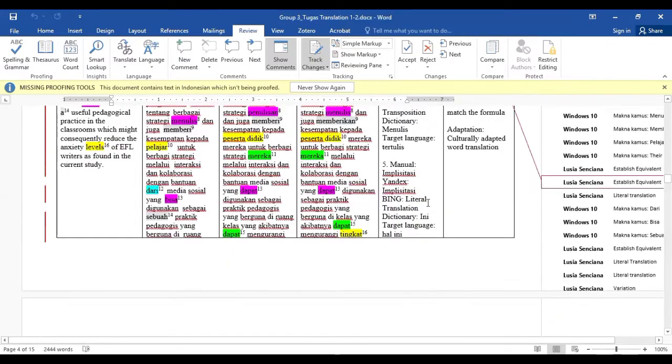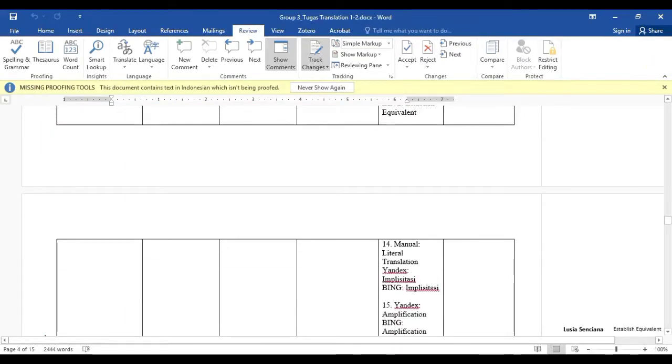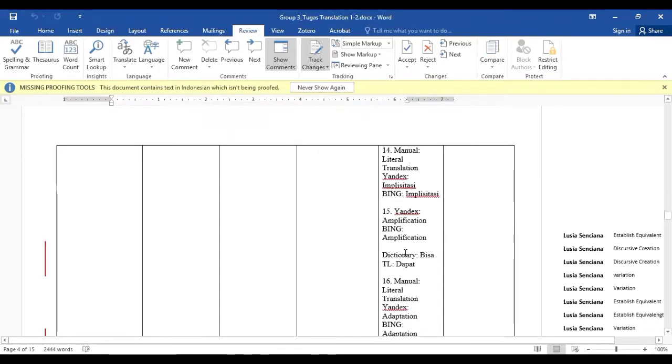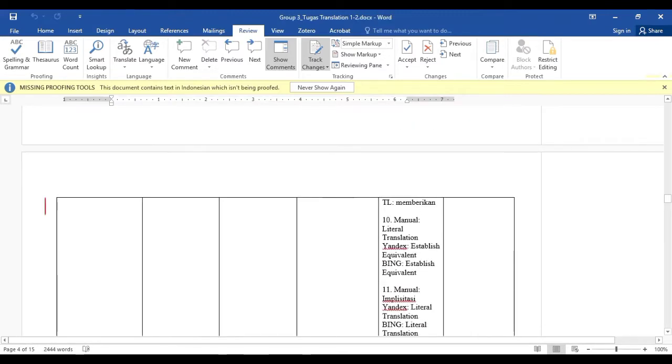The next is number 15. Number 15 is in the Yandex and Bing have a new word. The word is dapat. So in the search language, the word is not have. So the method is in the manual. In the manual translation is cannot interpret it. In the Yandex is amplification. In the Bing translator is amplification. Amplification is adding another word that doesn't match the formula, because in the search language the word is can.